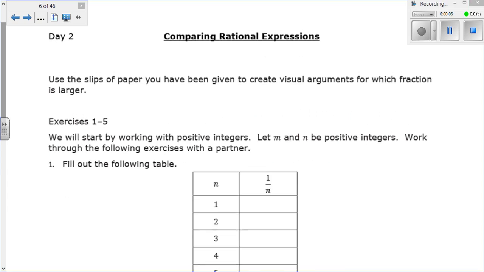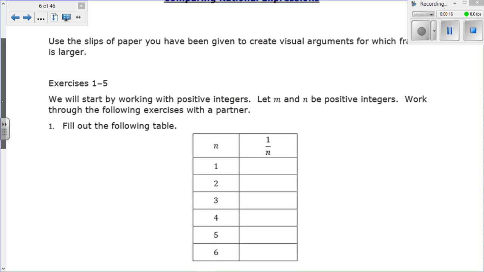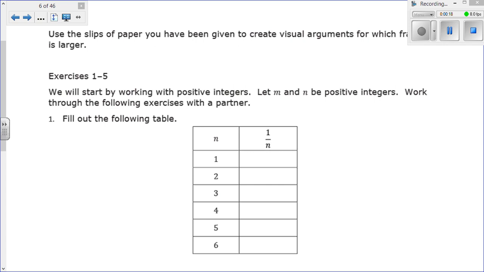Hi, and welcome to day 2 of rational expressions. Today we are comparing rational expressions. We're not going to use the slips of paper that it says there, so we'll just start right in the exercises here.